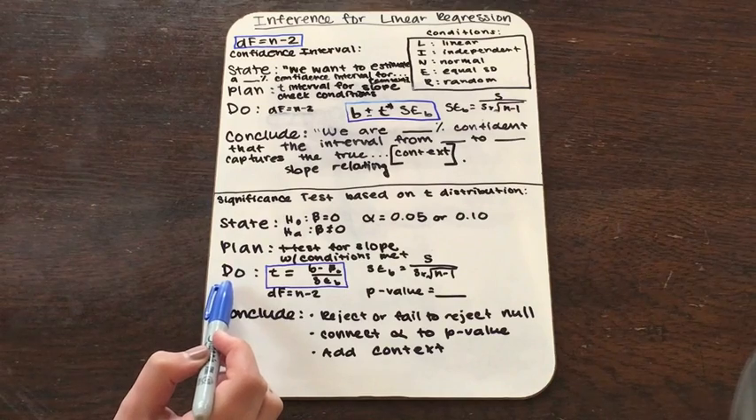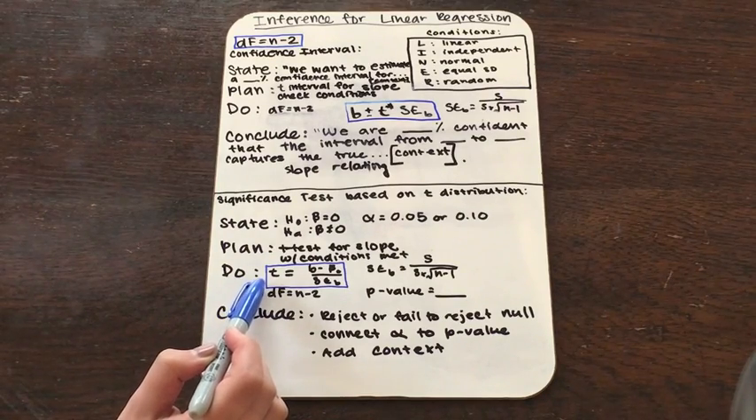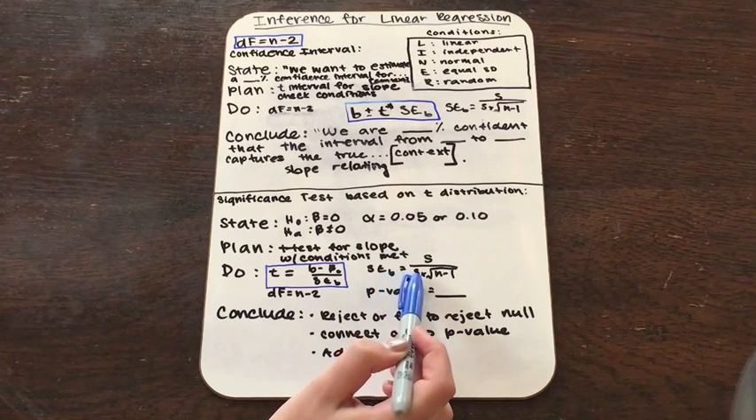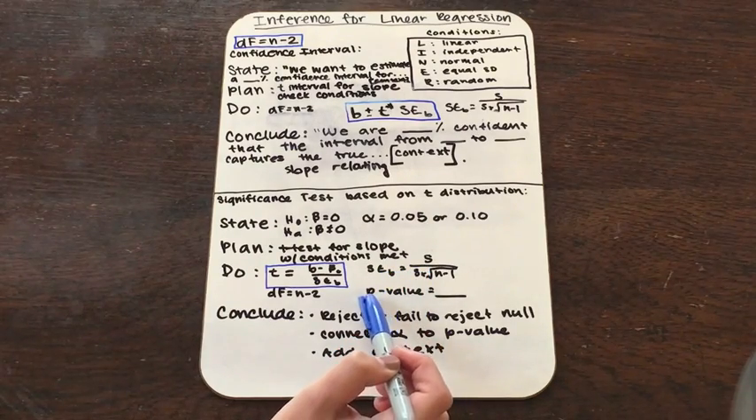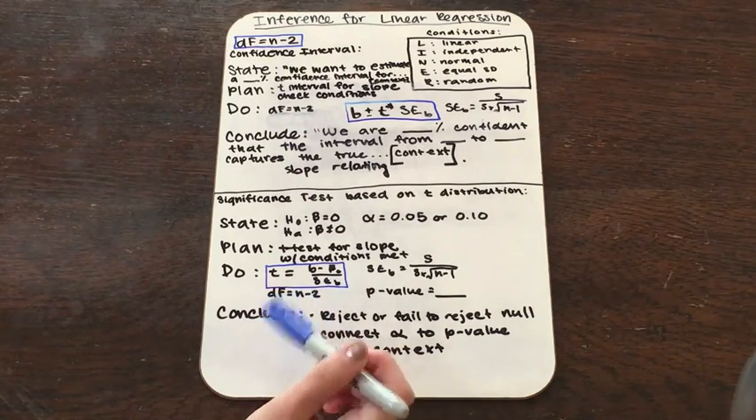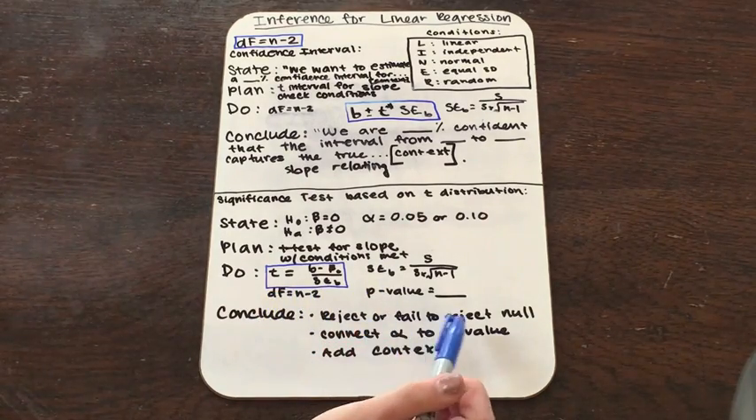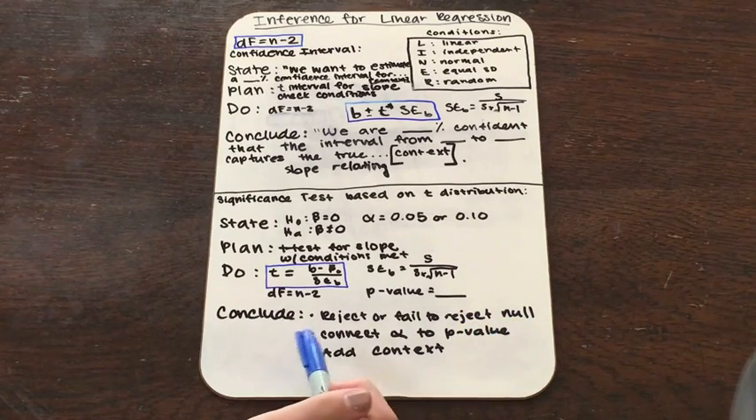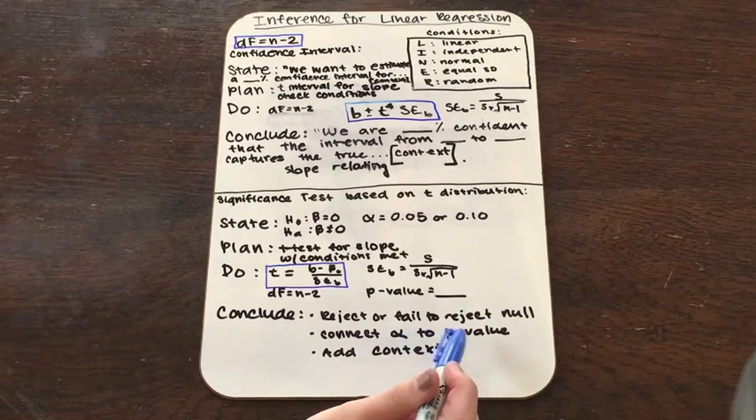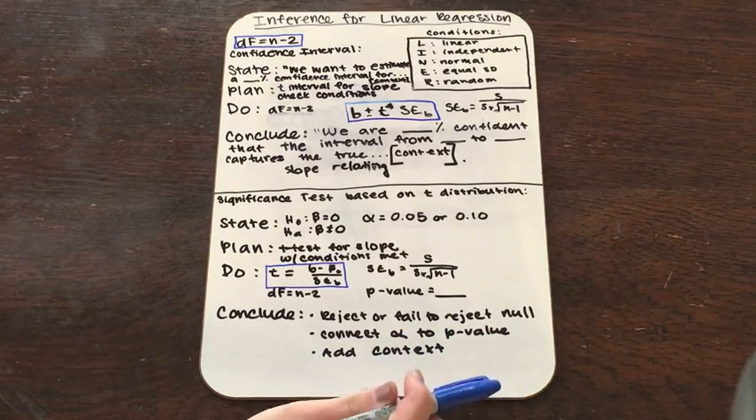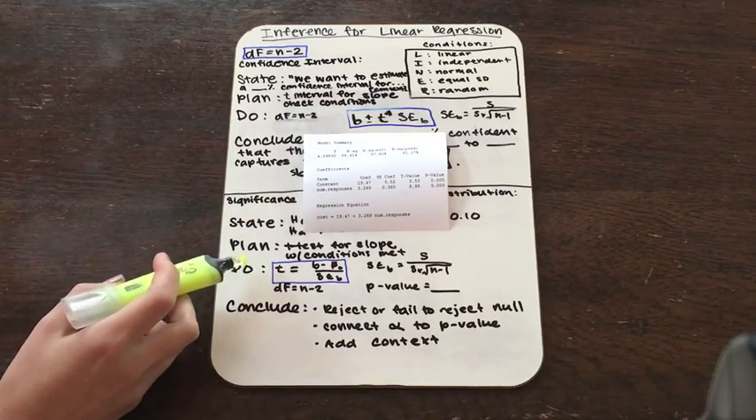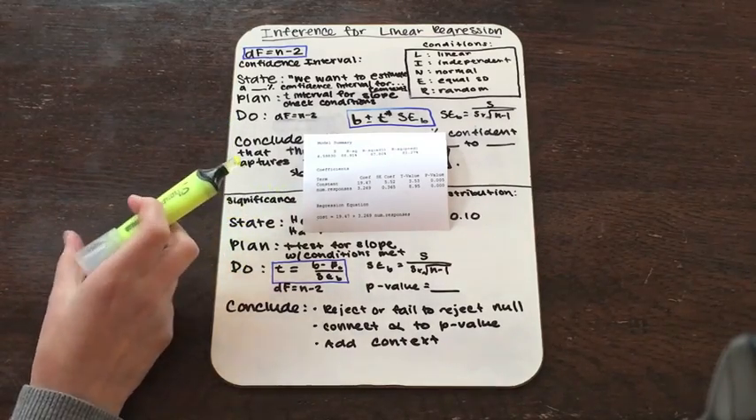And then for do, you have the equation to find the t-value, which you can also use the standard error of the slope over here, and then use a table to find the p-value by relating it to the degrees of freedom of n-2. And then for conclude, you either reject or fail to reject the null hypothesis by connecting the significance level to the p-value, and then you can add context. Instead of doing the manual do part for both procedures, you can use a computer output.